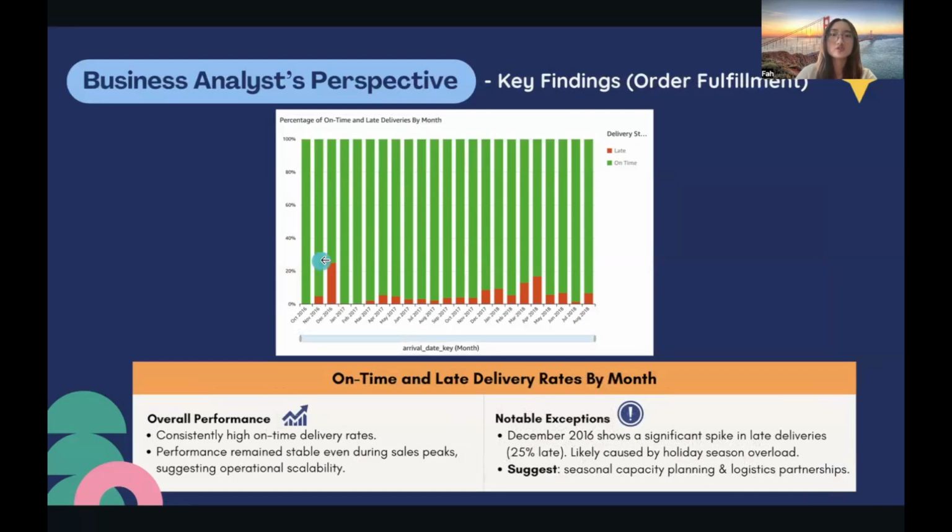However, we saw a notable spike in late deliveries in December 2016, as you can see in the red bar here. It's likely due to holiday season demand that exceeded our capacity. Small increases also appeared in early and mid 2018, pointing to some temporary fulfillment slowdowns. To mitigate these late deliveries, we recommend that we strengthen seasonal demand planning and also explore logistic partnerships to handle these peaks more effectively in the future.